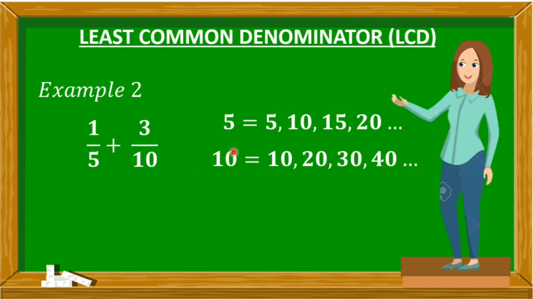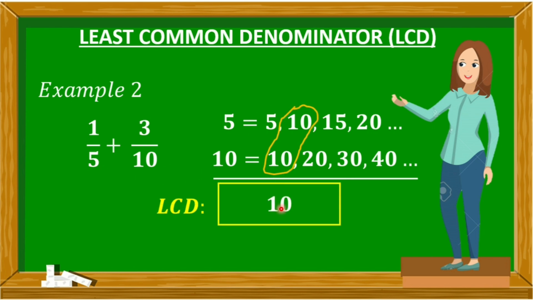Pagkatapos nyo ma-list down yung mga multiples ng denominator ninyo, hahanapin nyo ngayon yung least common multiple nila at yun yung magiging LCD natin. Okay, so dito as you can see, yung pinakamaliit na common multiple ng 5 and 10 is 10. So, yun yung LCD ng fractions na ito.